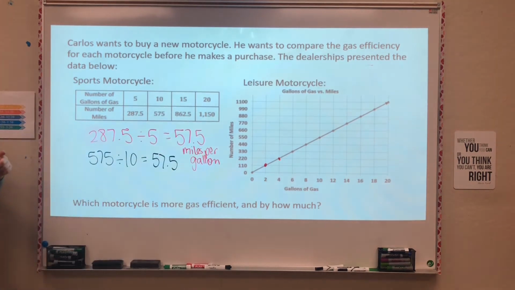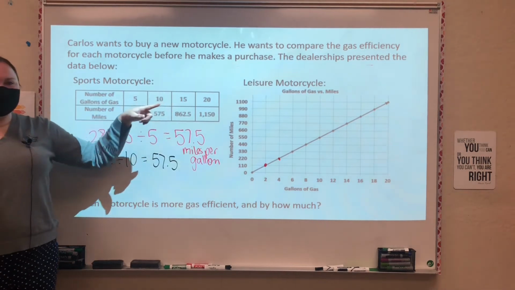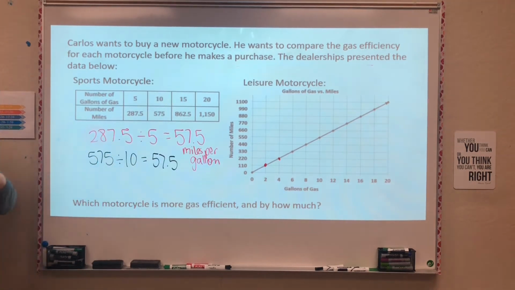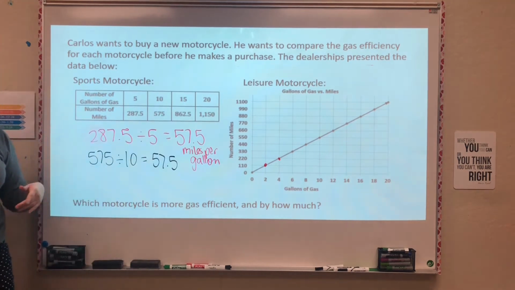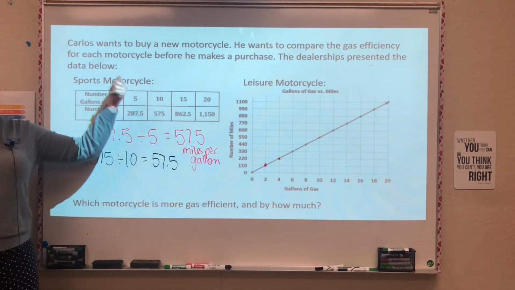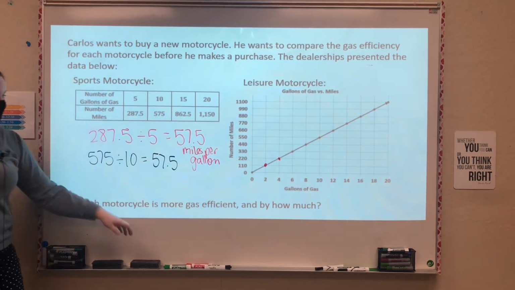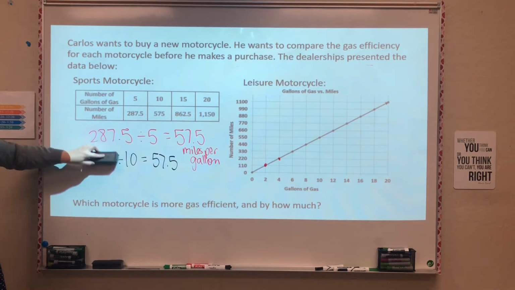So what does that mean? It doesn't matter how many gallons, you're still getting the same amount. Put some math vocabulary with it. It's the same ratio, or what are we learning today? Unit rate. It doesn't matter how many gallons or how many miles we go. It ends up being the same unit rate. It's the same miles per gallon because it's the same vehicle. So we figured out the unit rate for this one.